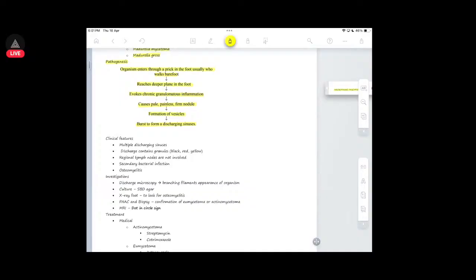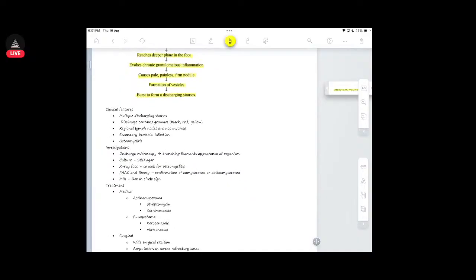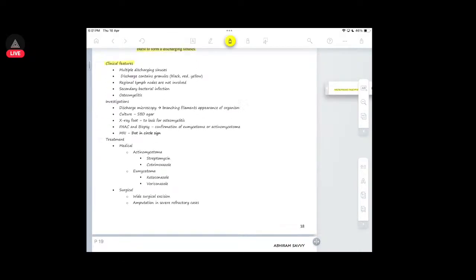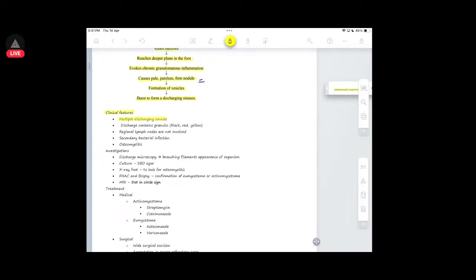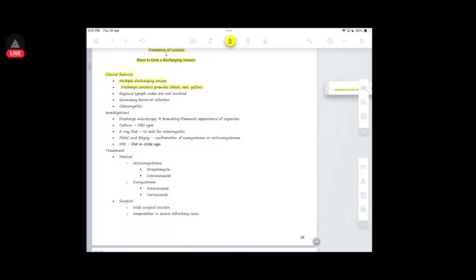Okay. The organism enters through a prick in the foot, reaches a deeper plane, and evokes chronic granulomatous inflammation, causing a pale, painless, firm nodule. It forms vesicles and discharging sinuses. So clinical features: you have multiple discharging sinuses. The discharge contains granules which are black, red, and yellow in color. Regional lymph nodes are not involved, and secondary bacterial infection can occur.